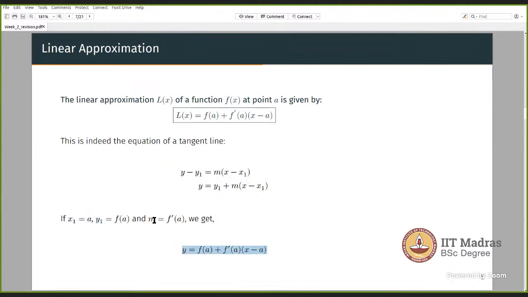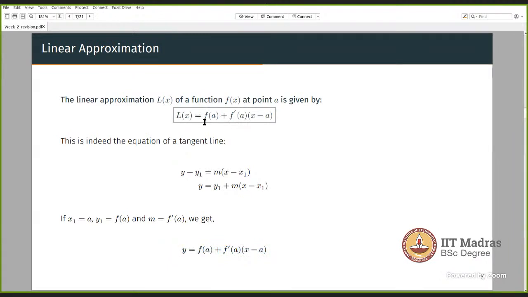And what do we replace m with? m is equal to f'(a), right? So we actually need the derivative of the function to be able to give the linear approximation equation. When you plug in all these values in the straight line equation, this is what you get: y equals f(a) plus f'(a) multiplied by (x minus a). This is precisely your linear approximation equation. You need to remember this equation.